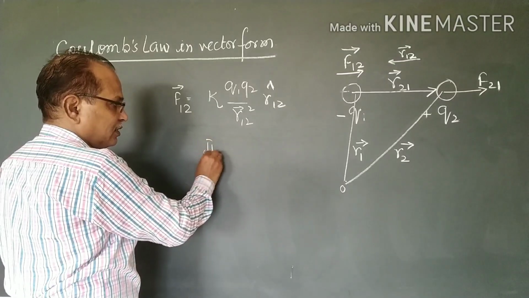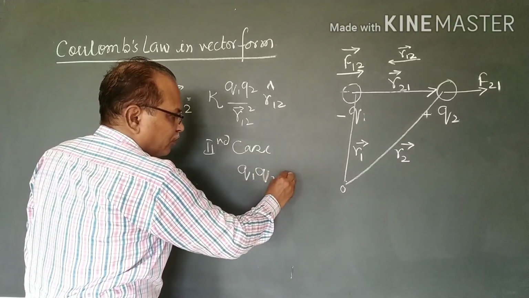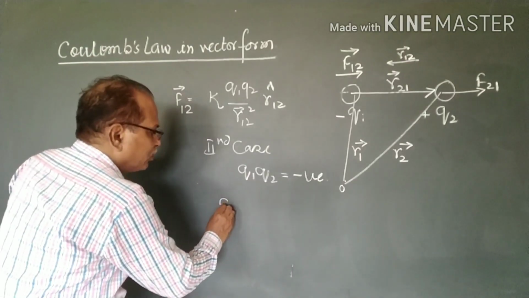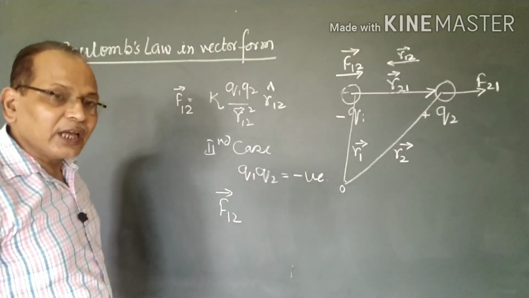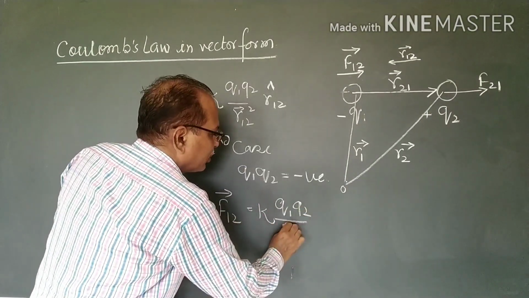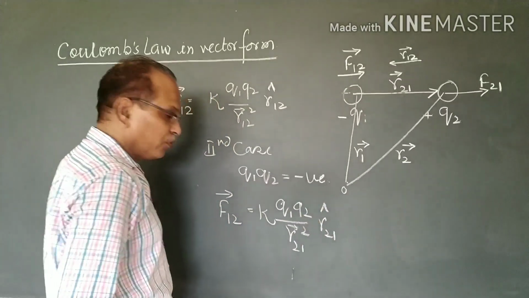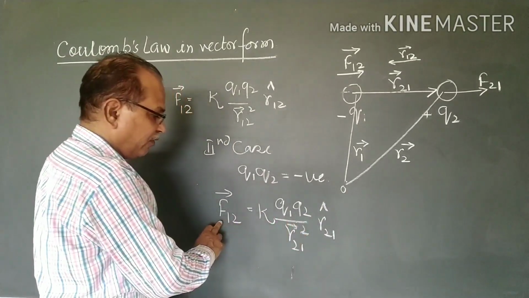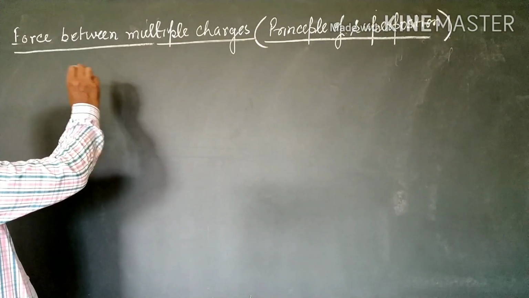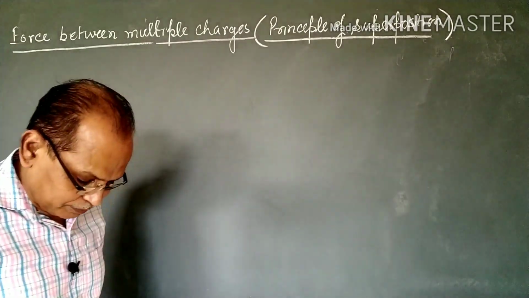So, for the second case, that is Q1 into Q2 will be negative. Then what will be the F12? It is K Q1 Q2 upon R21 square and unit vector R21, where R21 and F12 are in the same direction. Now we will study about force between multiple charges, or this is also called principle of superposition.